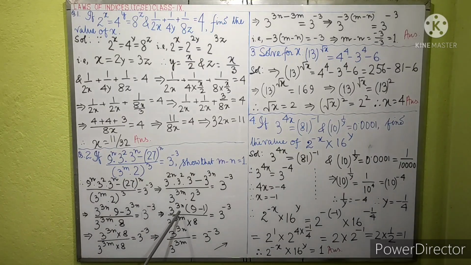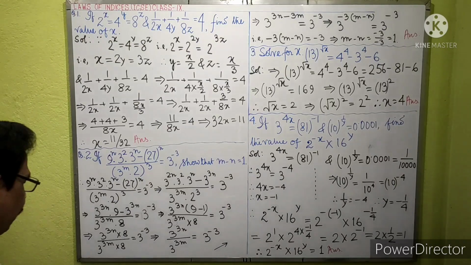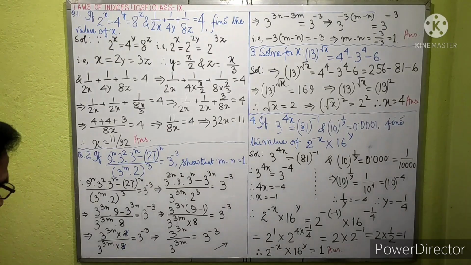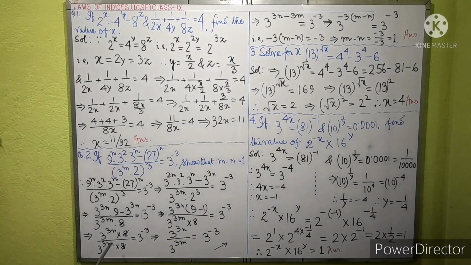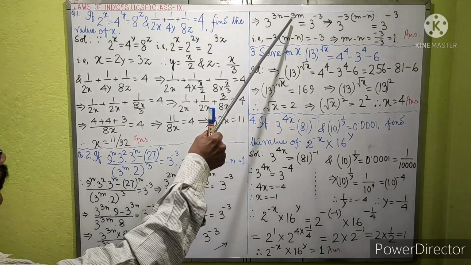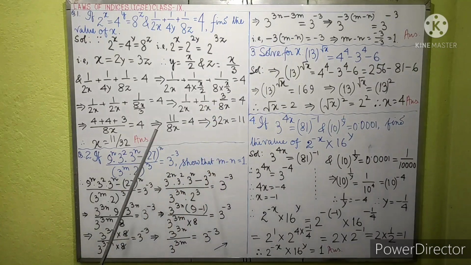This is 3 to the power n by 3 to the power m. This is 8 and that is also 8. This 8 and that 8 will cancel each other, and there will be only 3 to the power 3n by 3 to the power 3m equals 3 to the power minus 3. Now the 3 to the power 3m will go upward and it will be minus 3m, so 3 to the power 3n minus 3m equals 3 to the power minus 3.